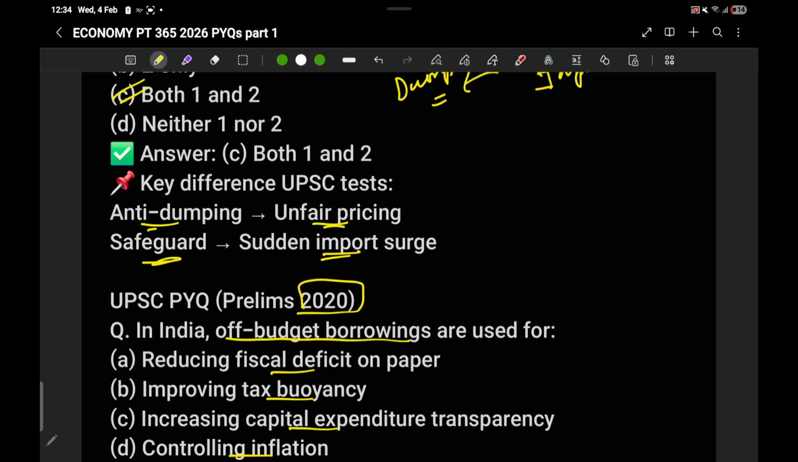Okay, so the options have made the answers very simple. It is reducing fiscal deficit on paper. Okay, to reduce the fiscal deficit, outside the budget we are going to borrow, and we have learned that the National Small Savings Fund is the biggest way through which off-budget borrowing takes place.